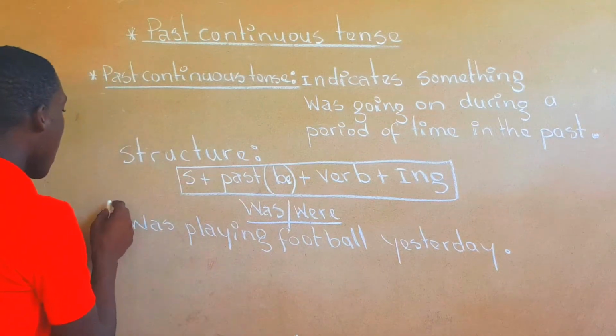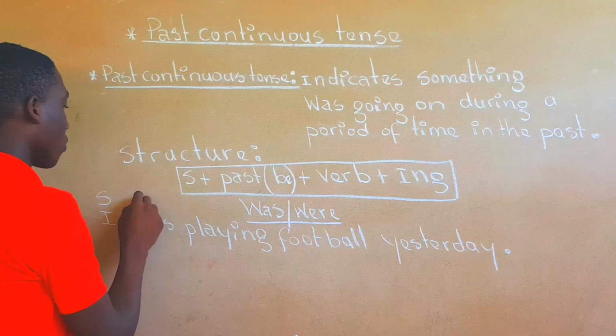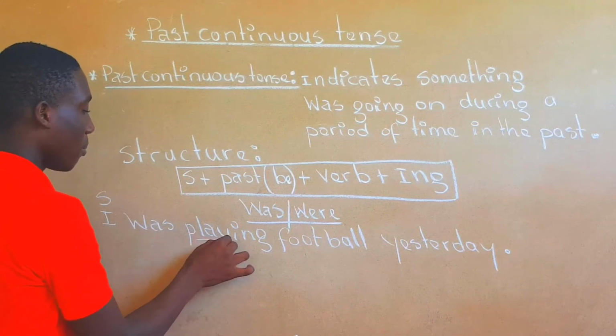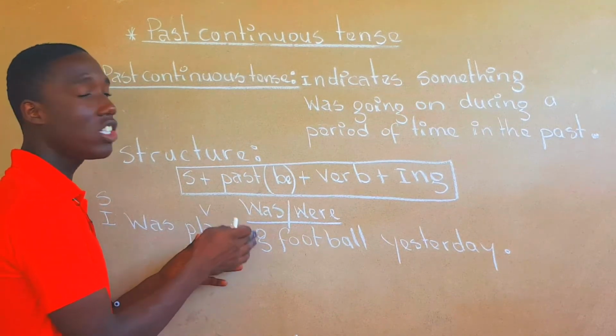Yeah. I is the subject. Was is the past of the verb to be. And play, this is the verb. Play, the verb, and we add the ing form.